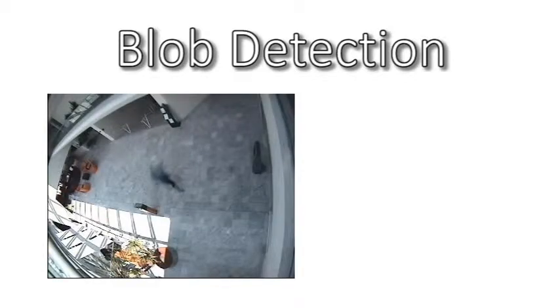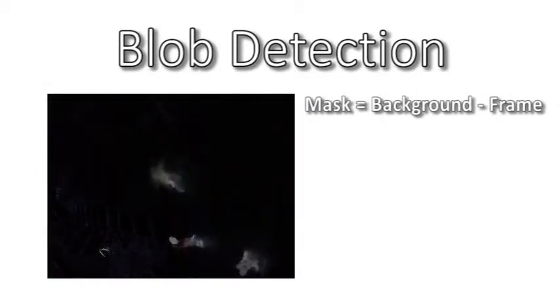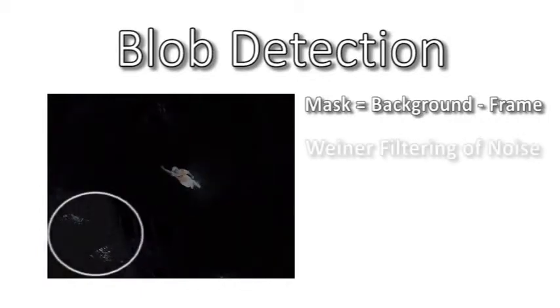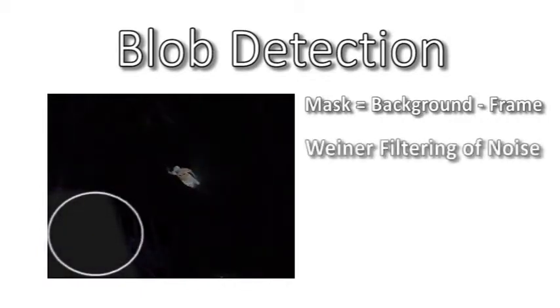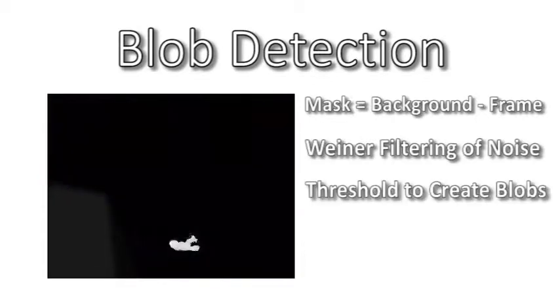The next step in the processing chain was blob detection. This was primarily used in the learning frames. For each of the learning frames, we defined a mask as the background minus the current frame. After we solved for the mask, we used an adaptive noise filter to filter out most of the lighting conditions. This was accomplished using a Wiener 2 adaptive noise filter. It's a built-in MATLAB function. From there, we thresholded the output of the filter.